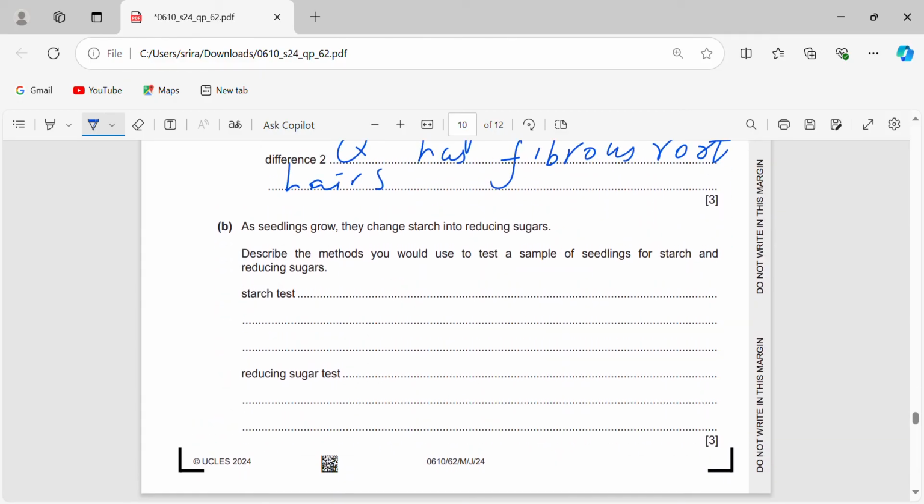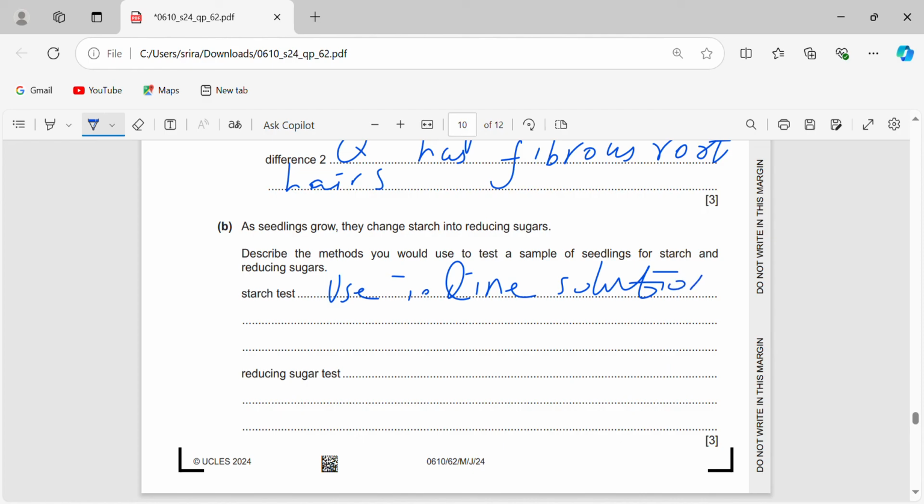Now this is something you're gonna have to learn, you're gonna have to remember. As seedlings grow, they change starch into reducing sugars. So describe the method you would use to test for starch and reducing sugar. So this you're gonna have to remember. Starch is the iodine solution test. We don't need to give the result because they haven't asked for the result. In iodine it's blue black, reducing sugar it's I think brick red. So starch test, just describe the method. We just use iodine solution. You don't need to heat it or anything, so you don't need to mention that. Just write use iodine solution.